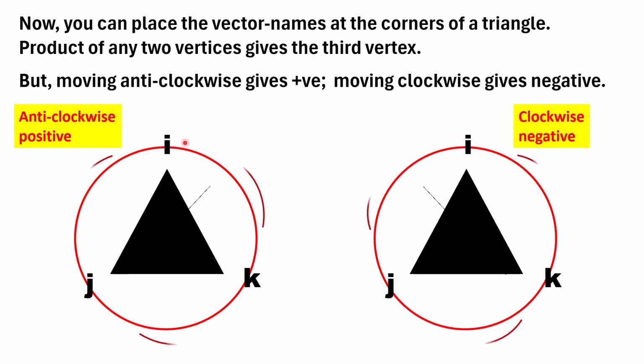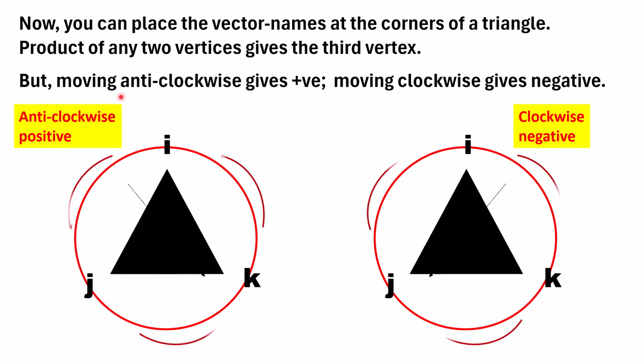But the sign convention which we are talking about: moving anti-clockwise gives positive, moving clockwise gives negative. See the animation. If you are moving anti-clockwise like i into j or j into k or k into i, you will get positive. And if you are moving clockwise, i into k, k into j or j into i, you will get negative.